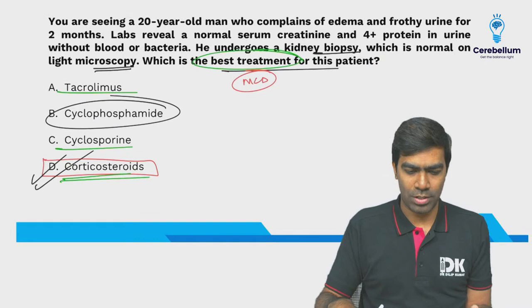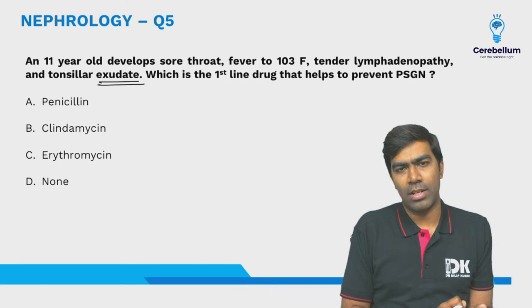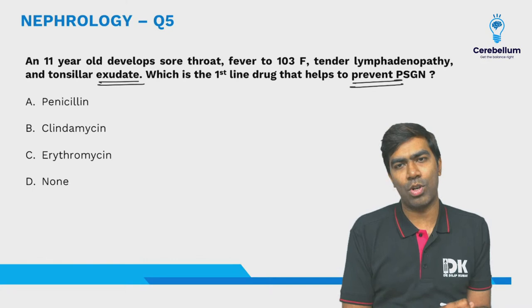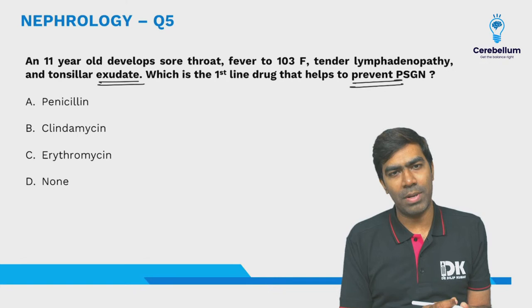Okay, what about this question? An 11-year-old developed sore throat, fever to 103 degrees Fahrenheit, tender lymphadenopathy, and the patient has a tonsillar exudate. Which of the following is the first line drug that helps to prevent PSGN, that is post-streptococcal glomerulonephritis? Is it penicillin, or clindamycin, or erythromycin, or none? So what is the answer?